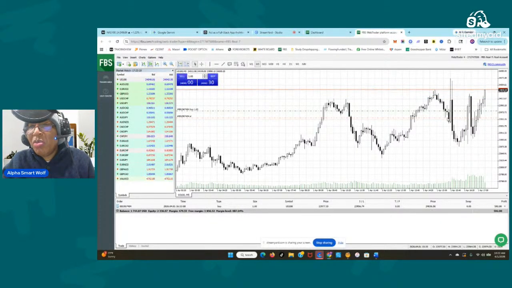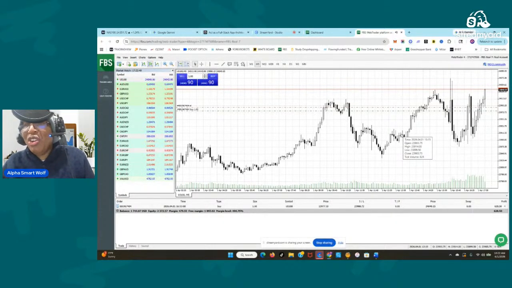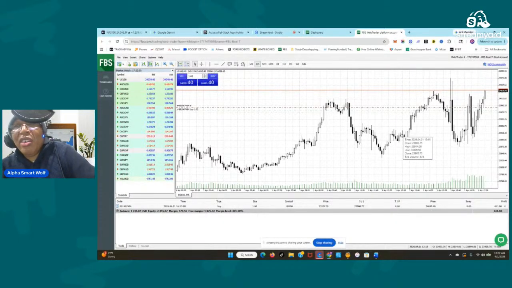So I guess we're going to move it to break even. There we go. Slightly above break even. We're going to move it right there, or we can actually move it to the bottom of this candle. So now we have our stop loss above break even, and we're going to see what happens here.